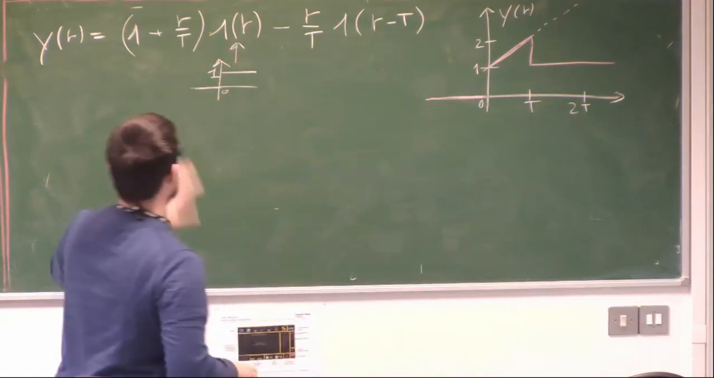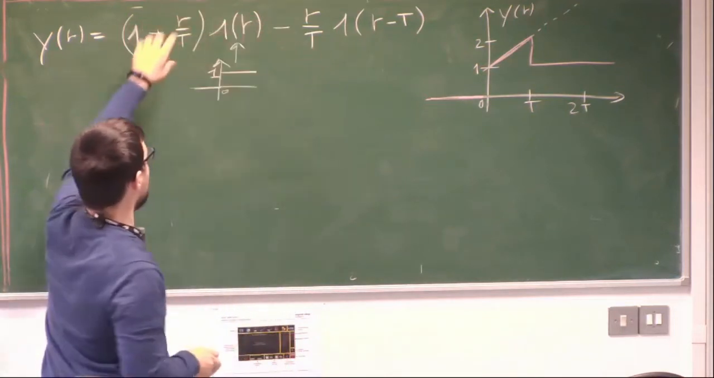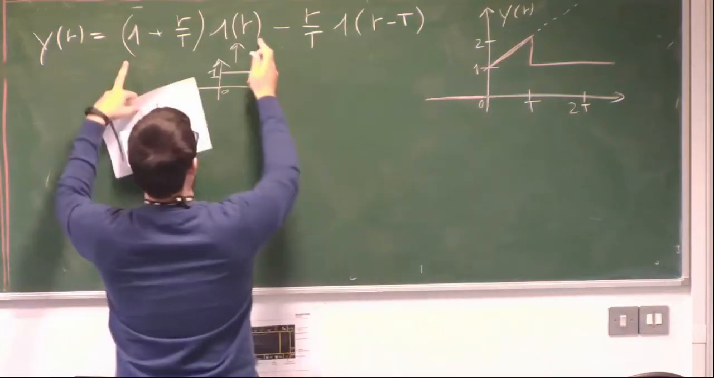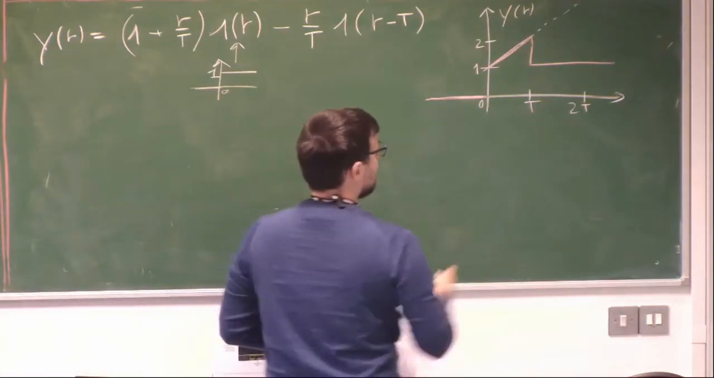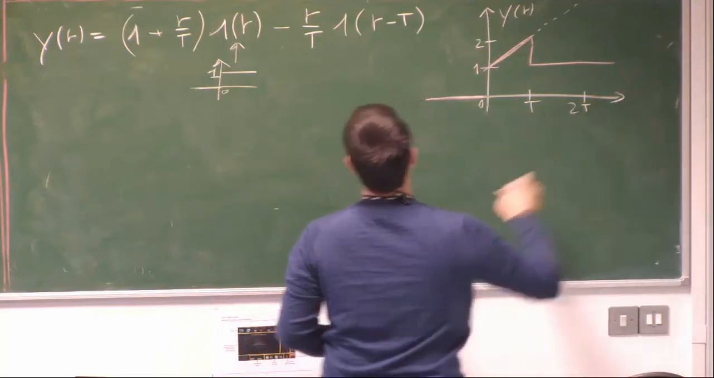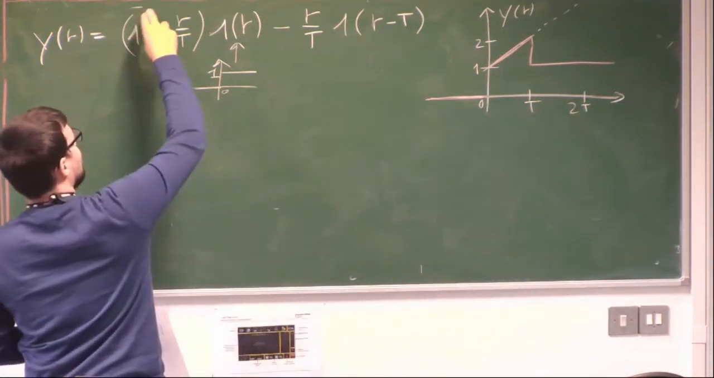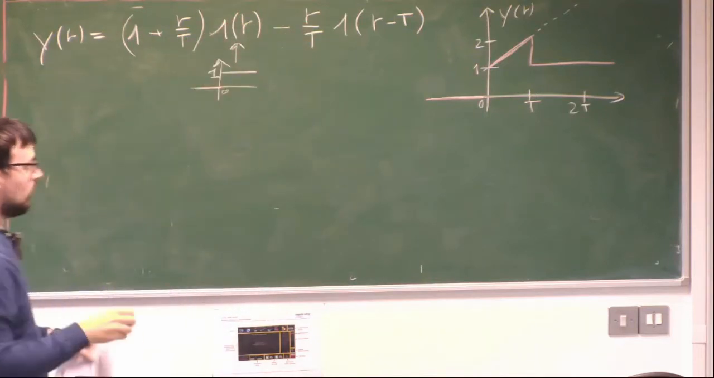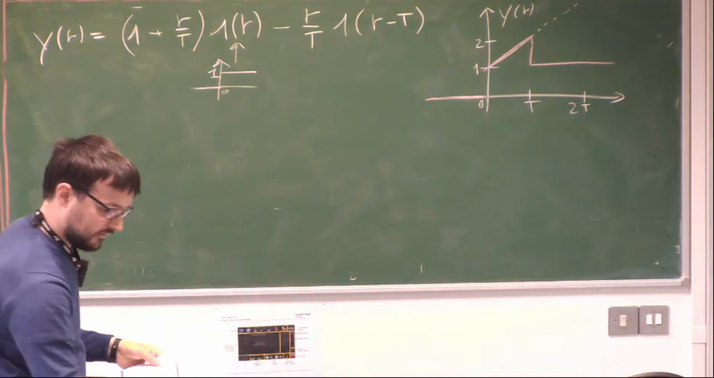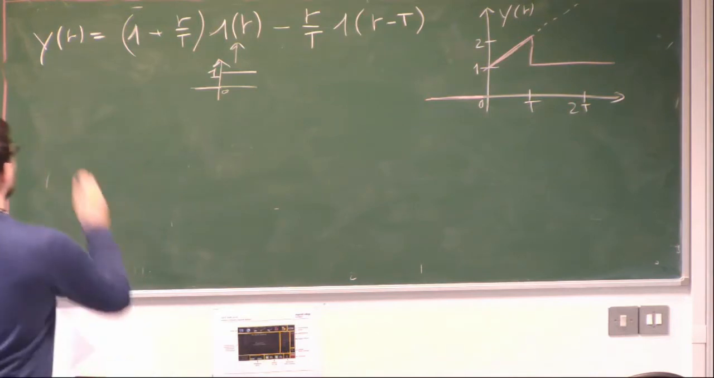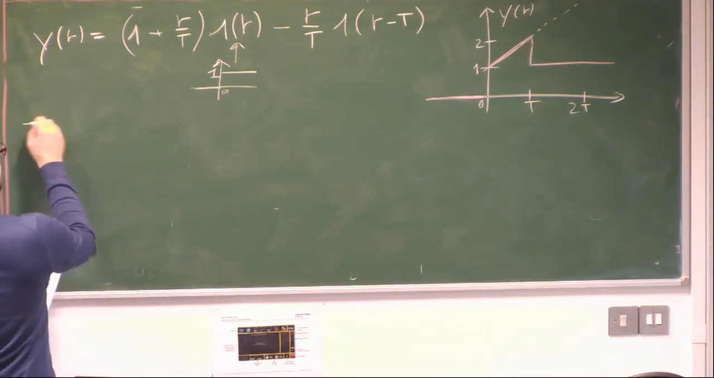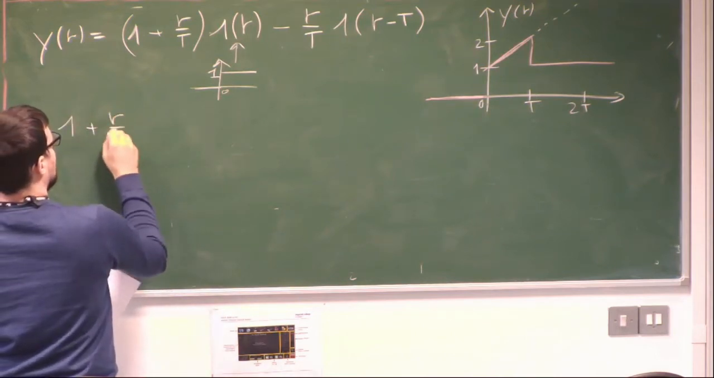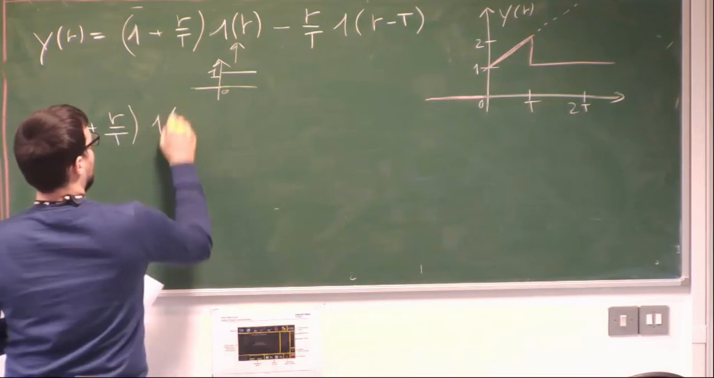So you see that this function over here behaves between 0 and capital T like this. And then from capital T on, it behaves like 1 plus t over T minus t over T, so it behaves like 1. So we have written the function. So let's now do some computation. This can be rewritten as 1 plus t over capital T, times 1 of t.